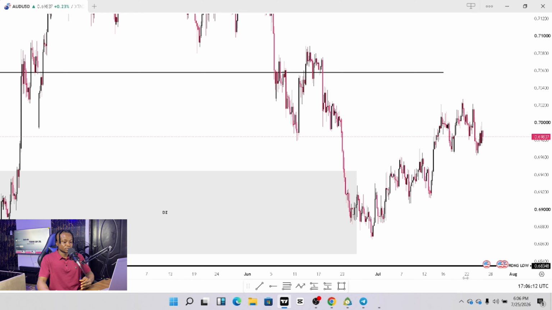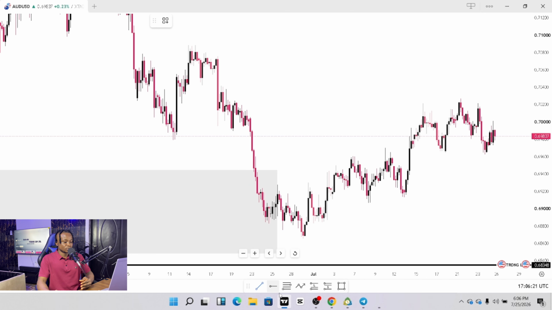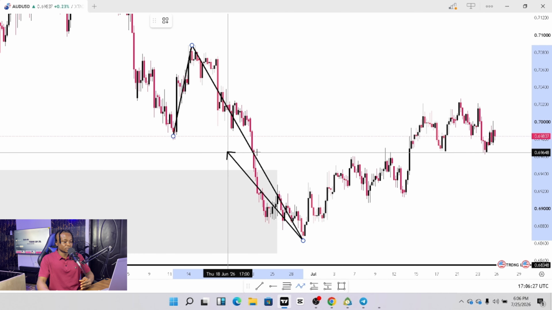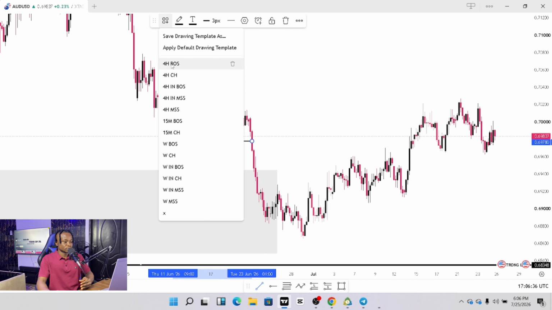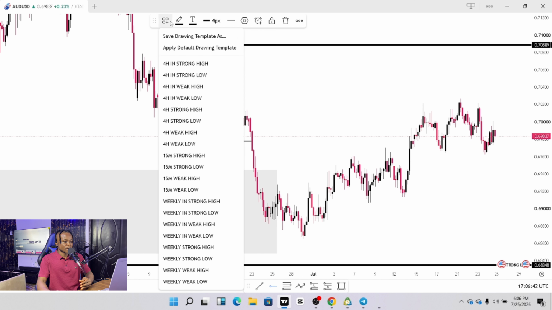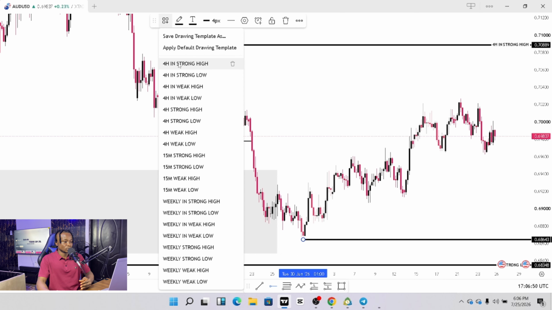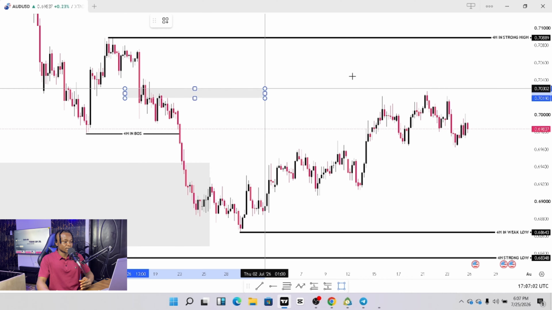If I expand this chart a little bit, now you can see that AUD USD substructure is still what? Bearish after breaking this low. I'll mark here an internal break of structure, and this will be our internal high. Then this will be our internal low. Then this will be my supply zone.